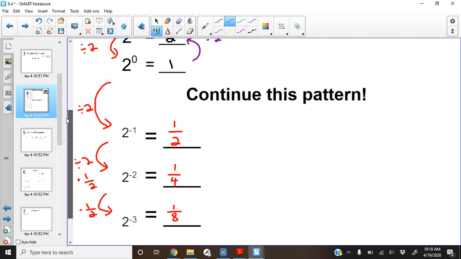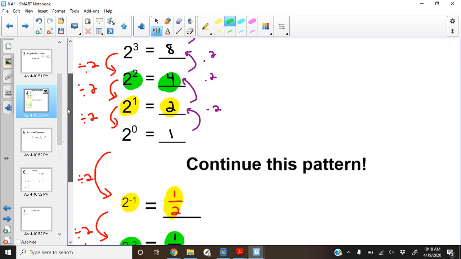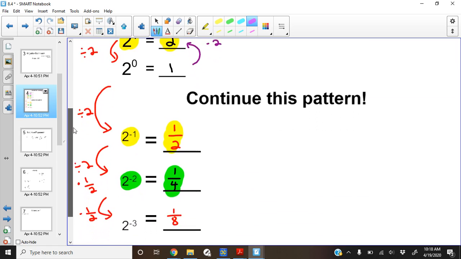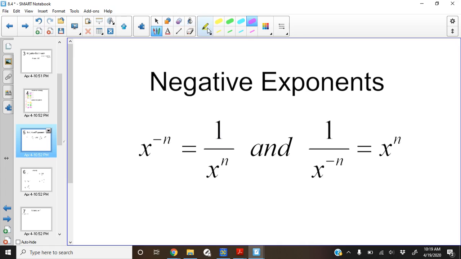So let's compare these. What is the relationship between 2 to the 1 being 2 and 2 to the negative 1 being 1/2? What's the relationship between 2 squared being 4 and 2 to the negative 2 being 1/4? And then the next one I'm not going to be able to fit on here, so let's just say 2 to the third equals 8. 2 to the negative third equals 1/8. So then what is the relationship? Well, they're reciprocals. And that's what we're going to be summarizing on this next page.